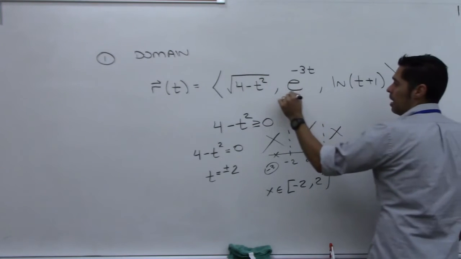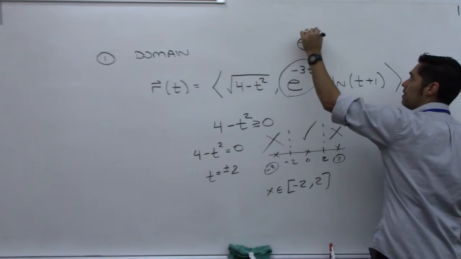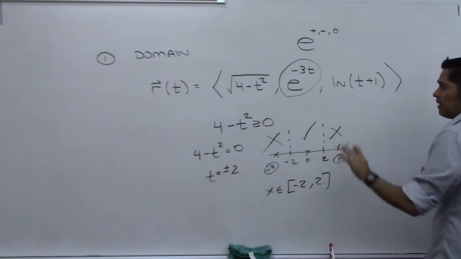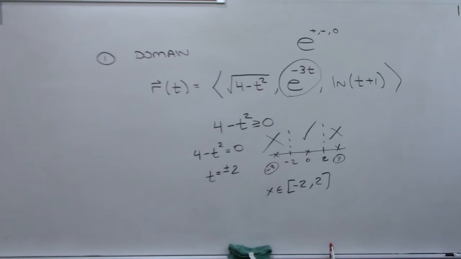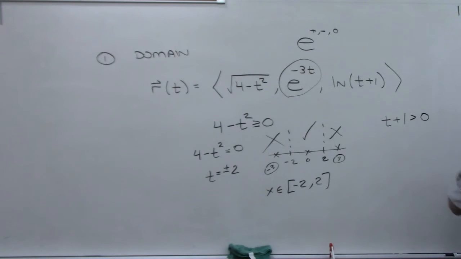Also, keep in mind that I'm not looking at this because e can be raised to anything. Doesn't matter if it's a positive number, could be a negative number, could be 0. E is well defined, so no domain issues with the second component function. So on this one, I need t plus 1 to be strictly greater than 0, right? Can't be equal to 0. So t must be greater than negative 1. That's just a linear inequality. So that means it's negative 1 to infinity.